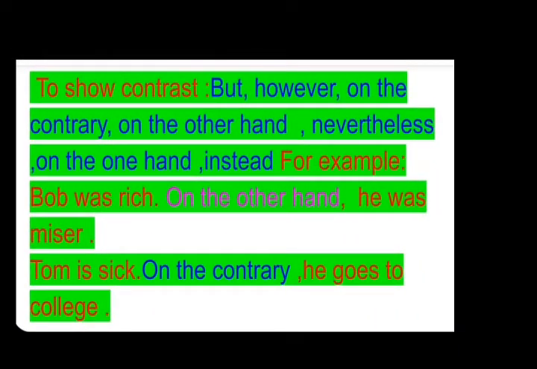To show contrast, contrast means differences. To show differences, there are some connectors. But, however, on the contrary, on the other hand, nevertheless, on the one hand, instead. For example, Bob was rich, on the other hand, he was miser. Here, on the other hand, is a connector, and it shows the differences, the positive and the negative ideas.